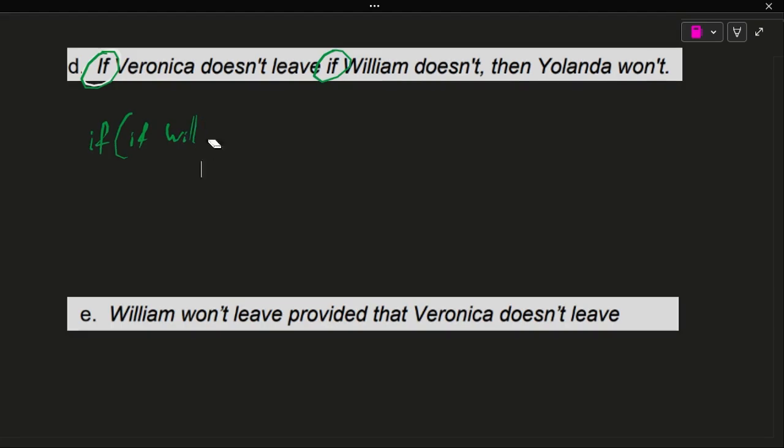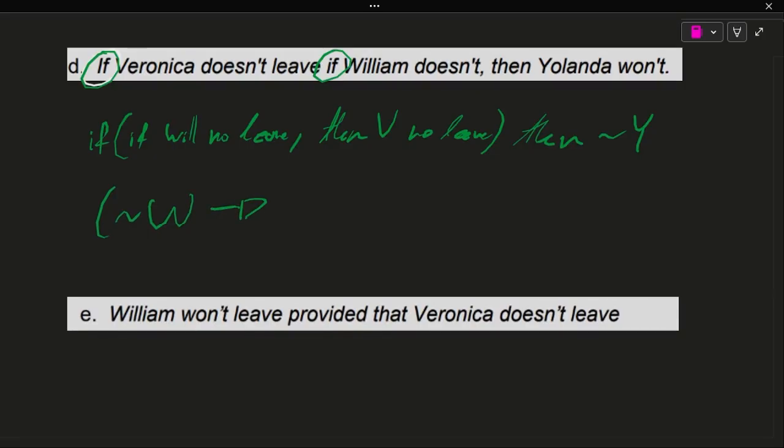If Will, no leave, then V, no leave, then Yolanda won't leave. Then Y. It helps us visualize what's happening and what pattern. Perfect. Typically, when there's two ifs in this sentence, whatever's the second one would come first. If Veronica doesn't leave, if William doesn't. Veronica's only making that decision if William makes that decision first.